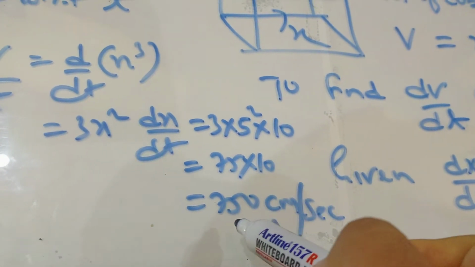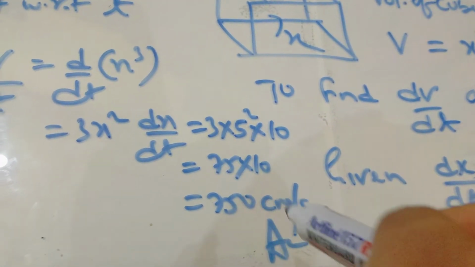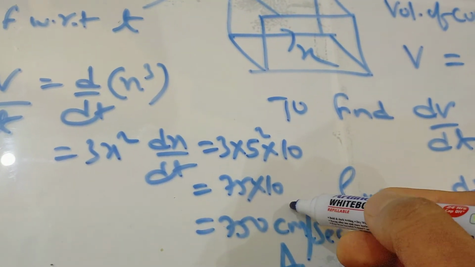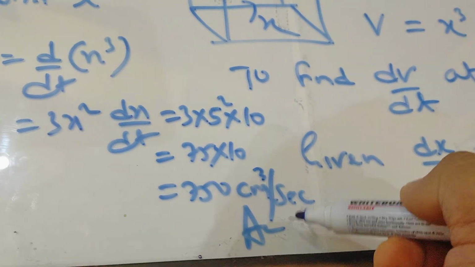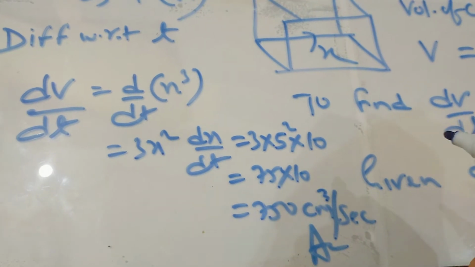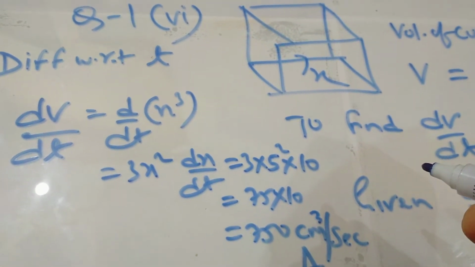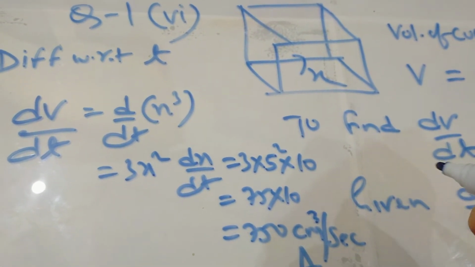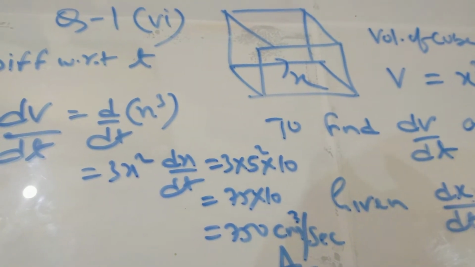So I simplified and I got the answer 750 centimeter cube, because we are finding volume, so it is centimeter cube per second is the answer. So you should write the unit also. So student, this was the question which I solved. This question they have given for 2 marks, which I have already covered.